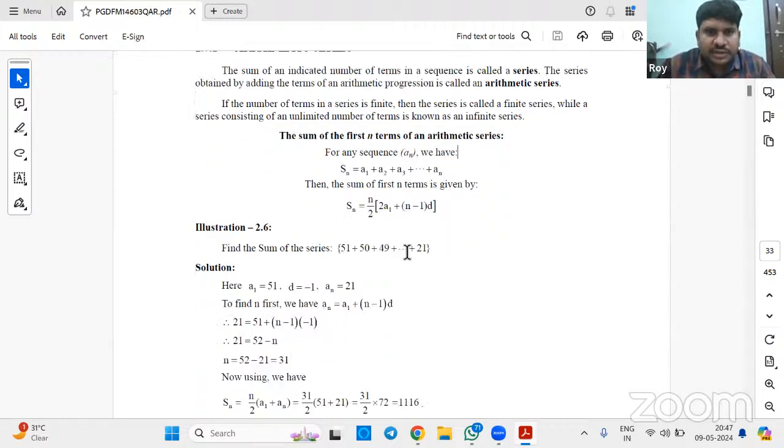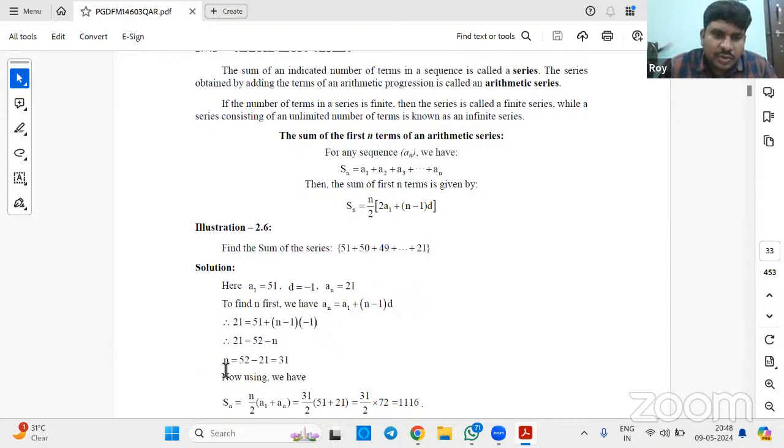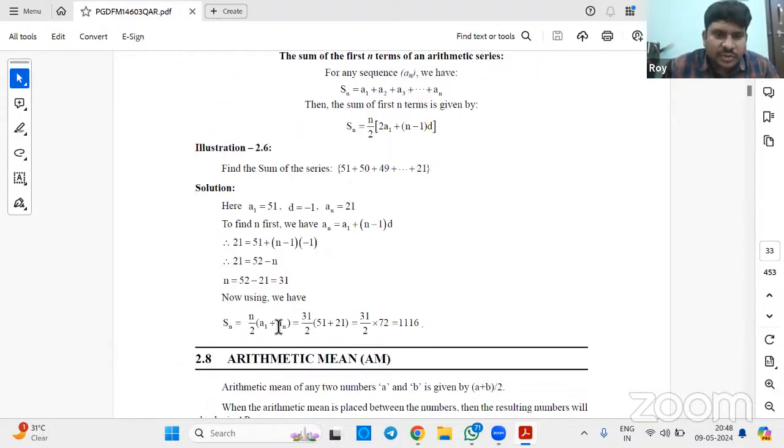Find the sum of the series 51 plus 50 plus 49 plus ... plus 21. I don't know how many values there are. What is the a1 value? 51. What is the difference? 50 minus 51, which is minus 1. What is the an value? That means the last value is 21. Put these in and you will get n as 31. Now using the sum formula, 31 by 2 into 51 plus 21 is equal to 1116.